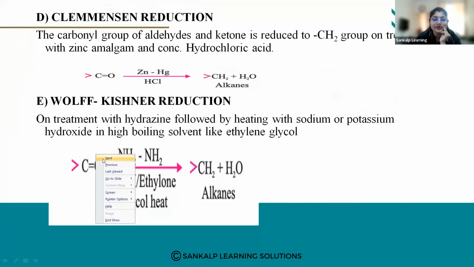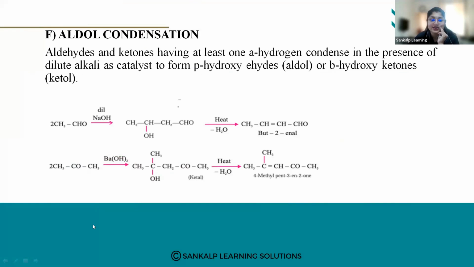Next, aldol condensation, one more very important reaction. There are many name reactions in this chapter, and all of them are very important. So aldol condensation, aldol. What we are doing here in aldol condensation: aldehydes and ketones that have at least one alpha hydrogen. So it should have at least one alpha hydrogen.